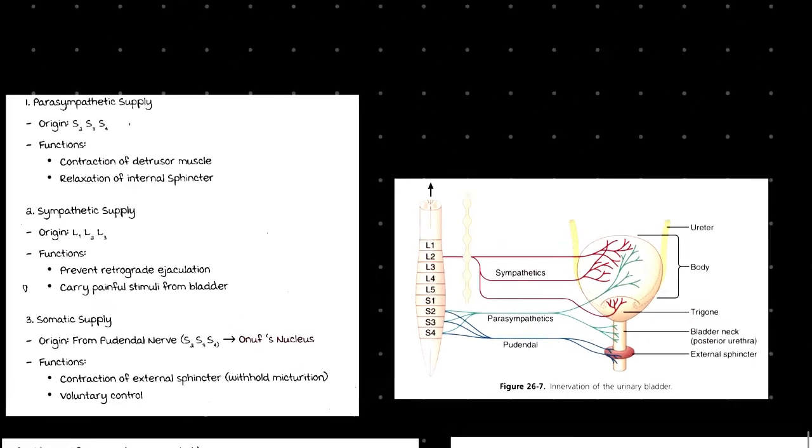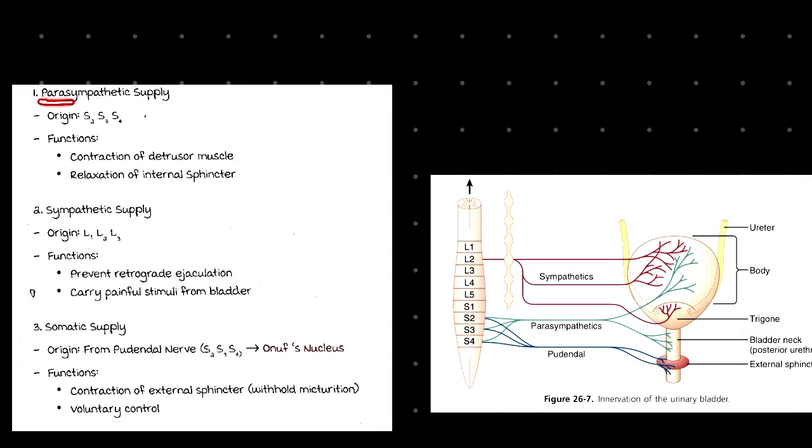The innervation of the urinary bladder consists of three supplies. The first is the parasympathetic supply, then the sympathetic supply, and we also have the somatic supply. Talking about the parasympathetic supply, we'll be talking about the pelvic nerve. It consists of sensory fibers and motor fibers.